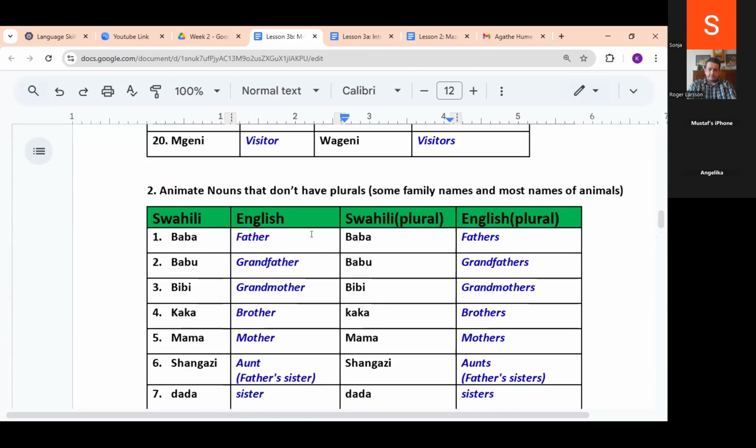Okay, so as much as we say these names don't have plural forms, there might be other forms to show it's plural, like the words mama, kaka, baba. Sometimes when we use these words, kina mama means a group of mothers. Kina kaka, a group of brothers. Kina dada, a group of sisters. So we use this word kina to show this.